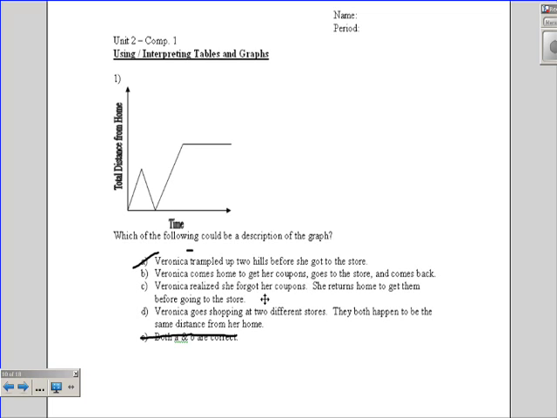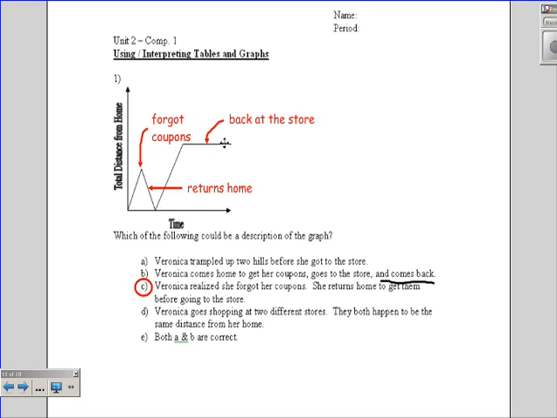It talks about coupons here, 2 different stores that both happen to be the same distance. Well, she went here, but then somewhere else, a different distance. So I'm leaning towards D not being my right answer. So it's either going to be B or C. As I look at this graph, I'm leaning towards C in that she realized she forgot her coupons, returns home to go get them before going back to the store. The only difference between B and C is really this last line here, and comes back. Anywhere in this graph does she come back home after going to the store? No, she's just kind of at the store. So it ends there with C being the correct answer.